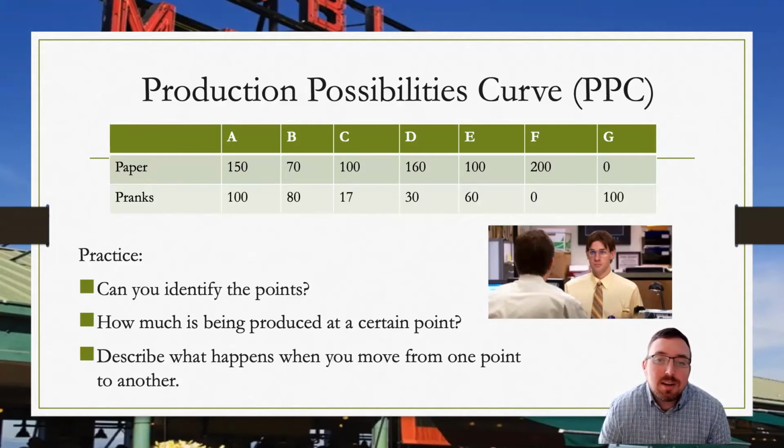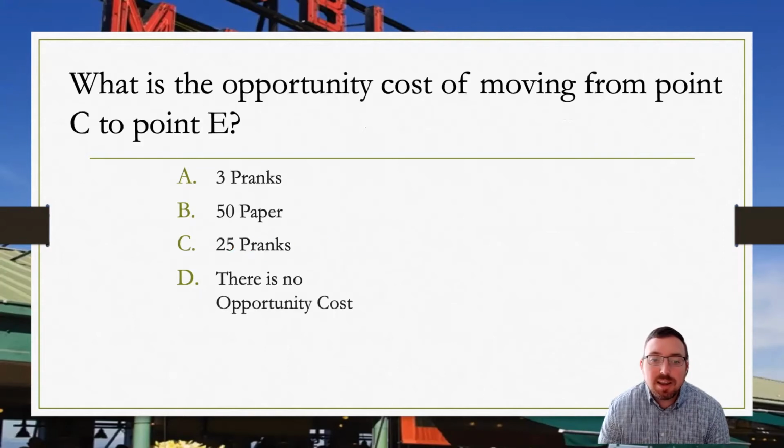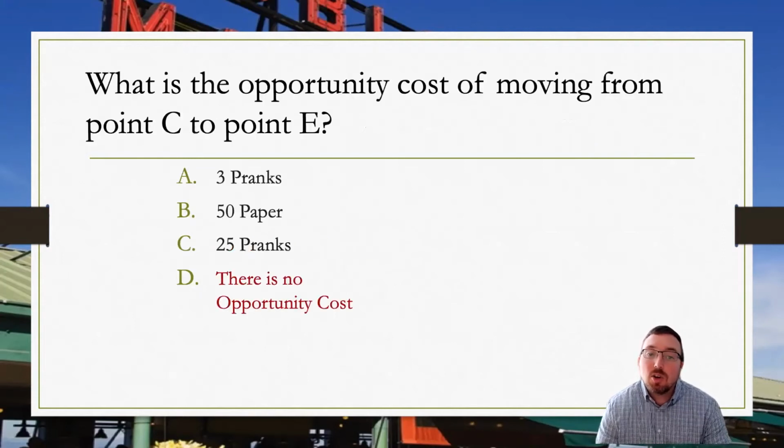So what are we giving up? The question is, what's the opportunity cost of moving from point C to point E? In other words, what are we giving up as we produce more of one good? Well, think about it. As we produce more pranks, are we giving up any paper? We're not giving any paper up. So looking at this question, is there an opportunity cost here? No. Again, there's nothing given up.